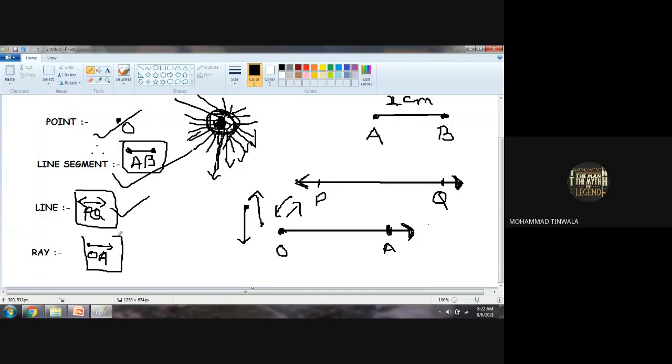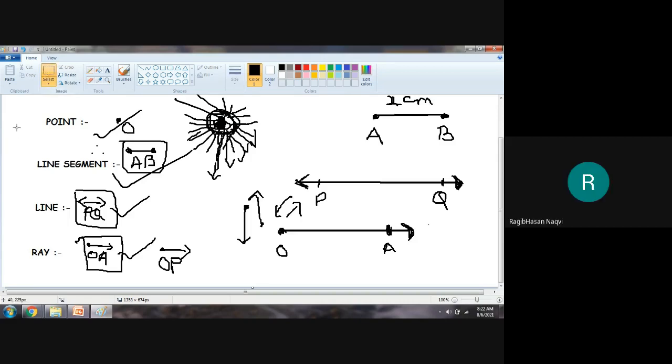This is said to be ray. You have to present like this. If it is OP, then OP is the ray of the given diagram. Are you getting my point?